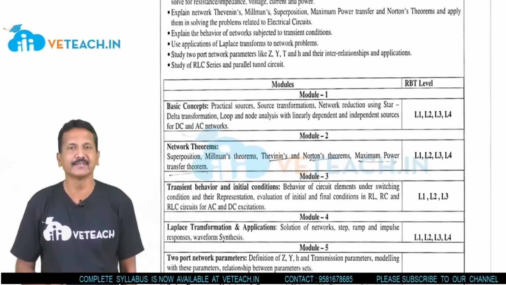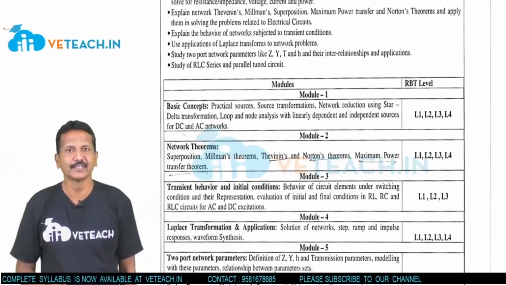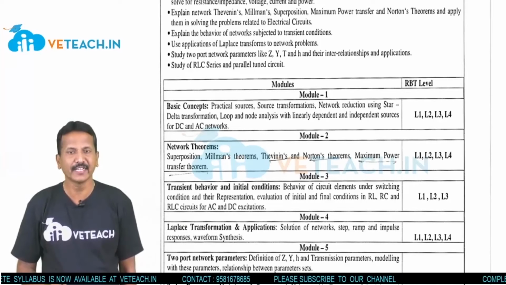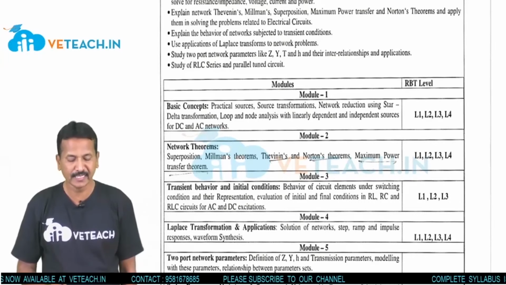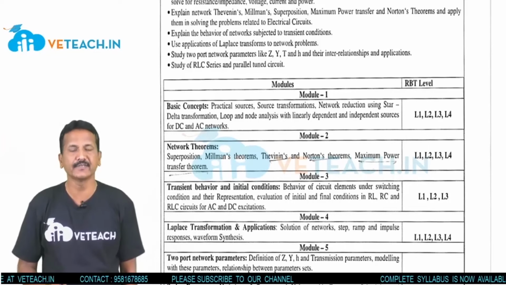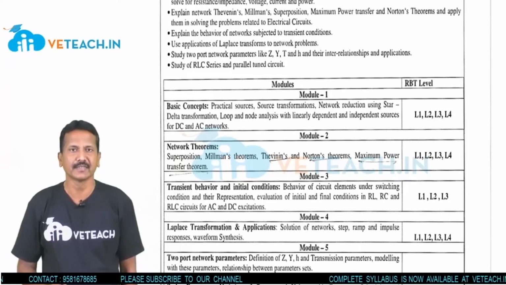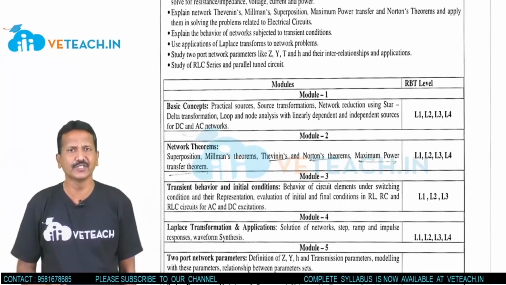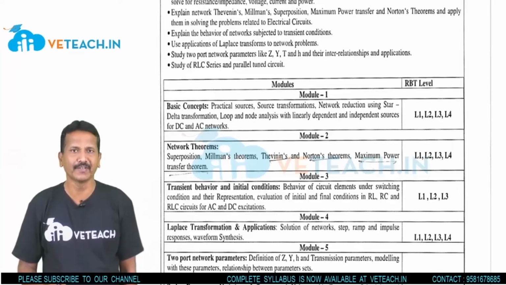So in module 1, the basic concepts like the voltage sources, current source, parameters, source transformation, network reduction, star delta transformation, loop and node analysis with linearly dependent and independent sources of AC as well as DC networks. Students, the basic parameters, or electrical terminology we use in daily life, like current, voltage, power.